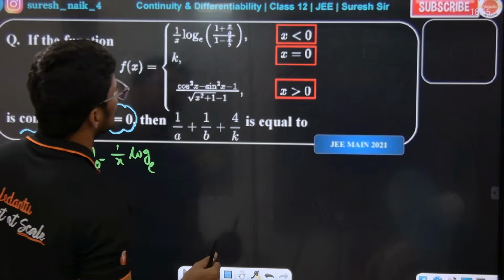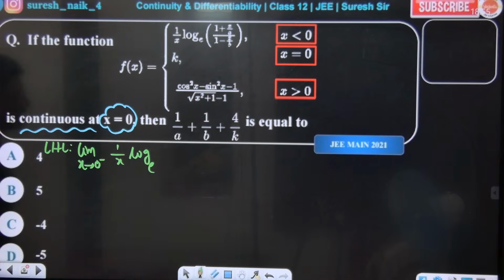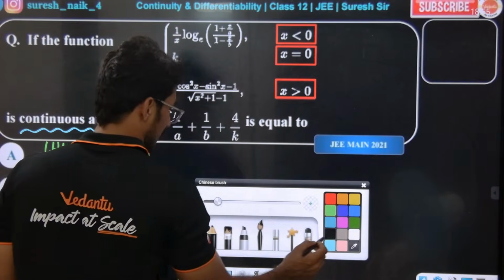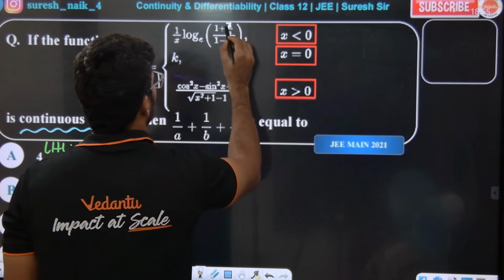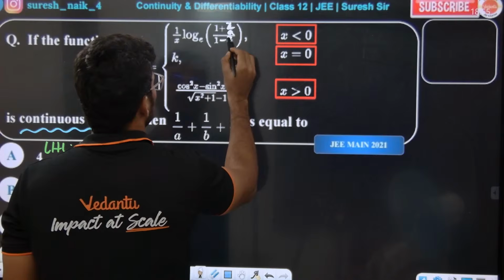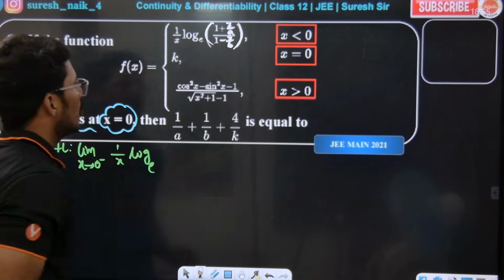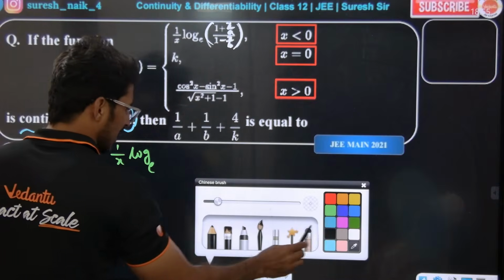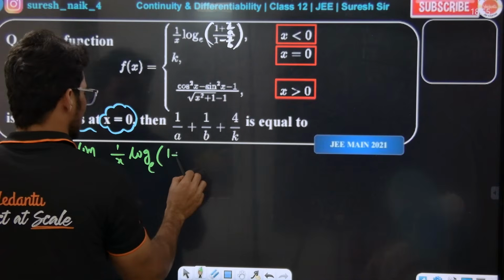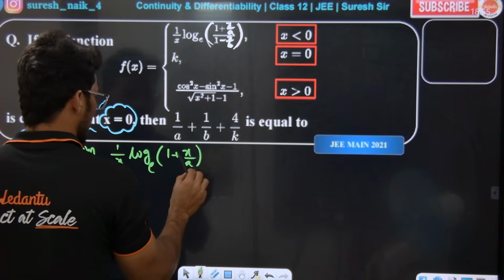Sir, we cannot see the function. What is our function? It is log of (1 plus x by a) divided by (1 minus x by b), so log of (1 plus x by a) upon (1 minus x by b). Sir, there is log a by b, can I write log a minus log b? Sir, you can write it freely. Look at the board, log a minus log b.